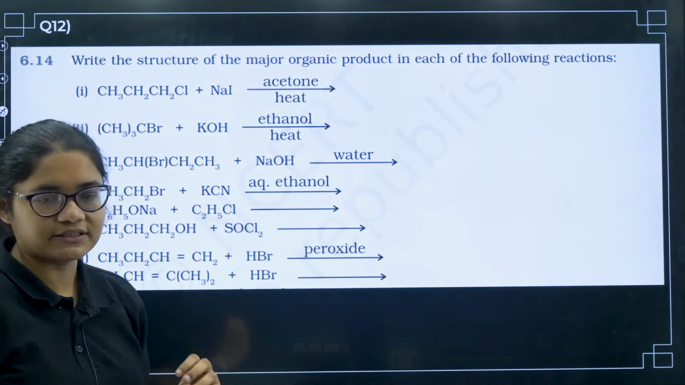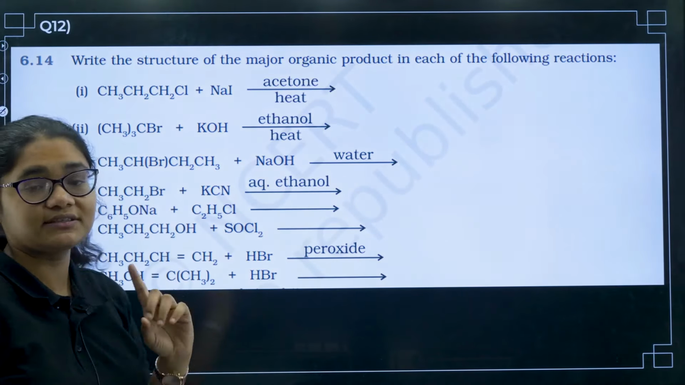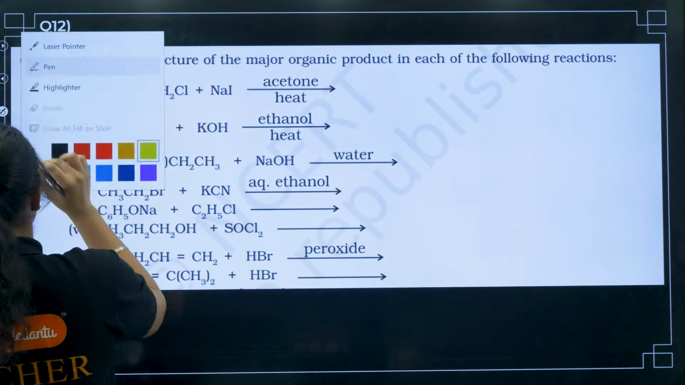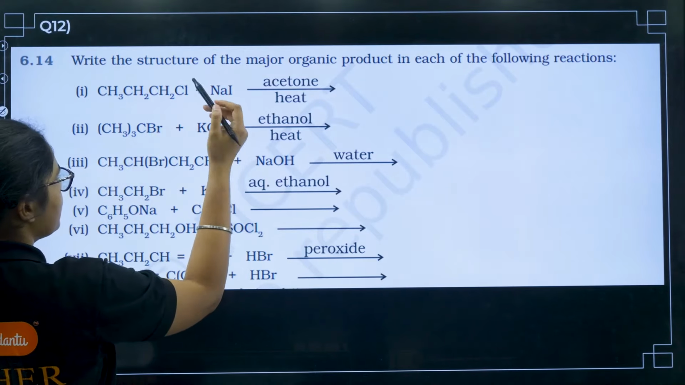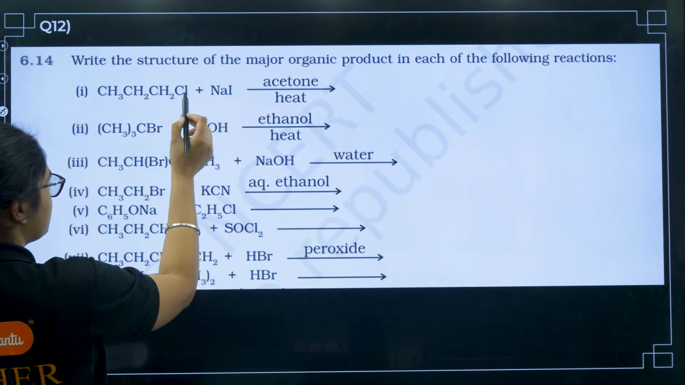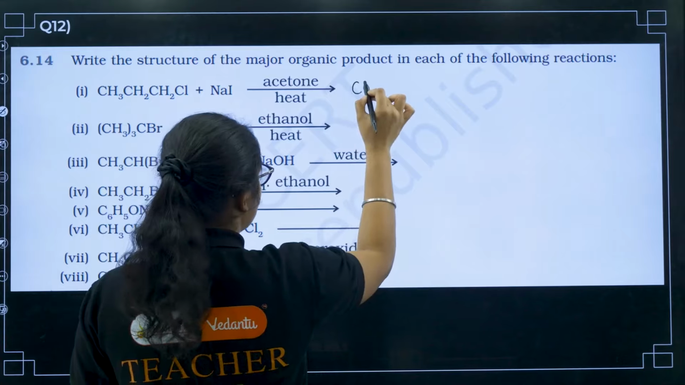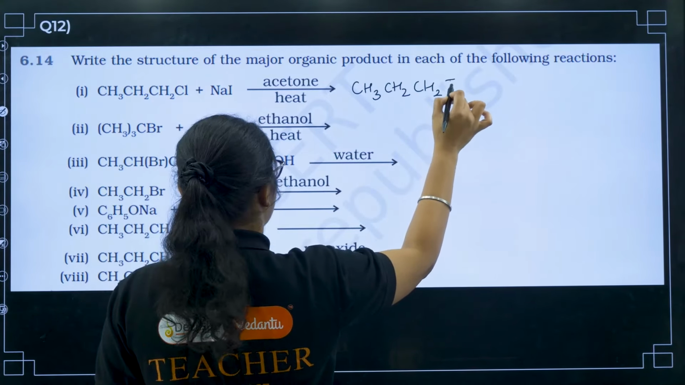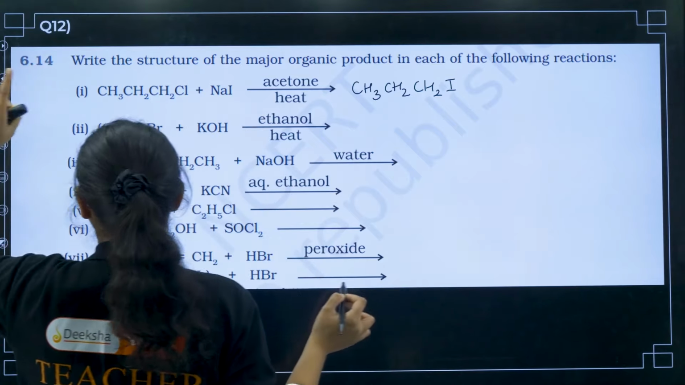Next we have to do some questions, quick revision. These types of questions help you to revise the reactions more. So first of all, if you see, this is your Finkelstein reaction, dry acetone. So what will happen? Chlorine will be replaced with iodine. So the product here will be CH3CH2CH2I. So this is your 6.14 from the book.